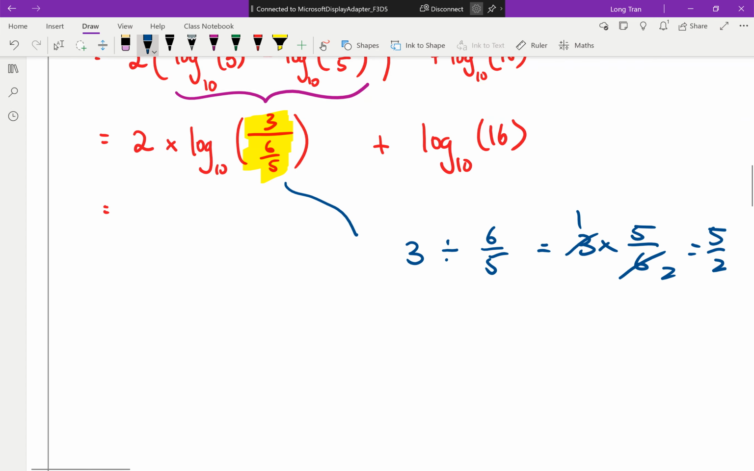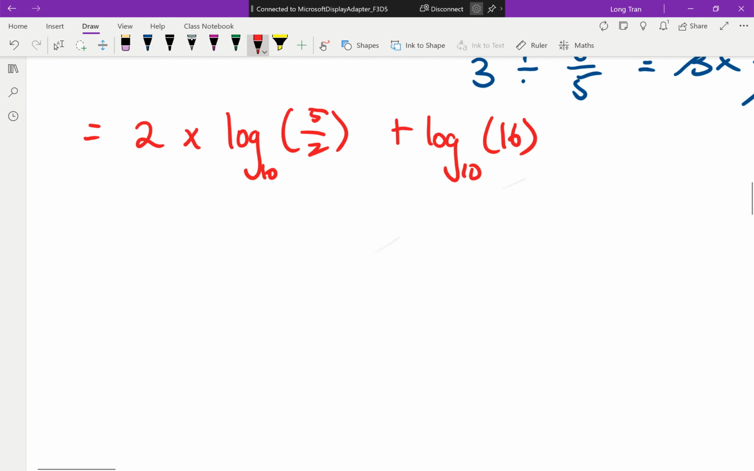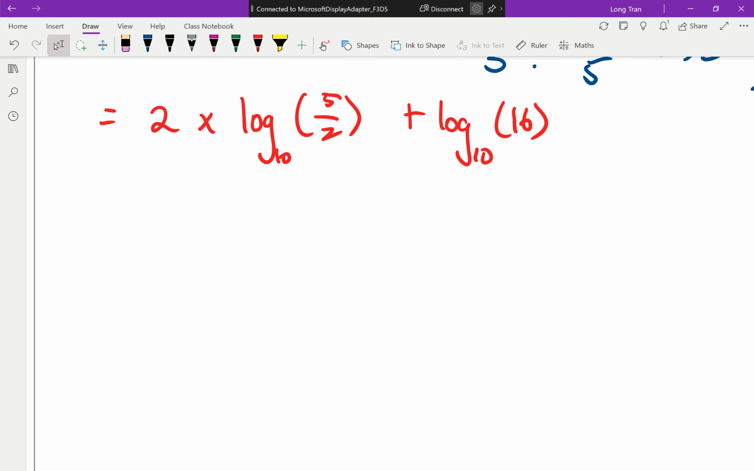Okay, so here we go. We've got now, the next line is 2 times log base 10 of 5 halves plus log base 10 of 16. What are you going to do now? Okay, so sometimes in exam, when students get here, they again do the same mistake. They will use rule number 1 and combine those two. Okay, but you can't do that. You can't do that. You have to use rule number 3 first.